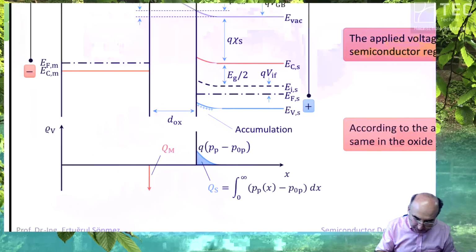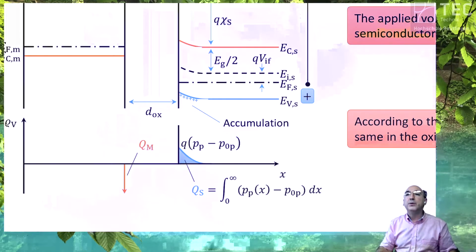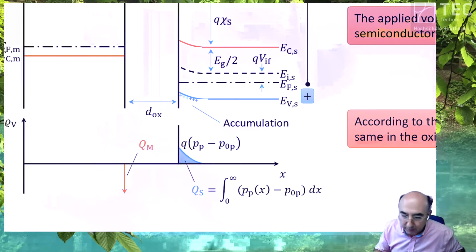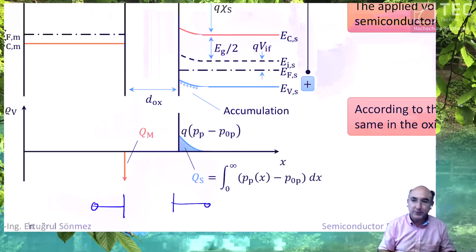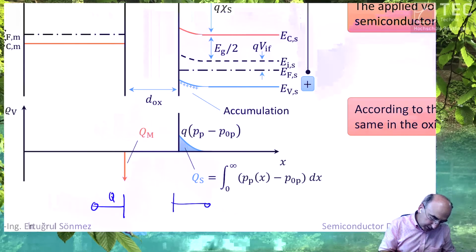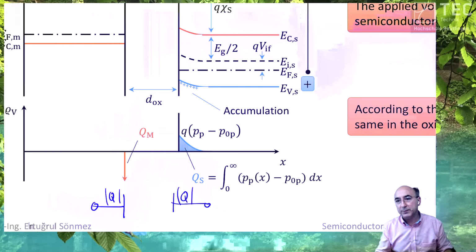Let's explain our capacitor. What does a plate capacitor have? That's your plate capacitor. It has the same Q on both sides. Electrical engineering, first semester.